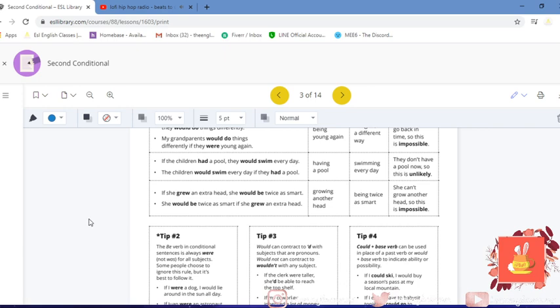The next two. If the children had a pool, they would swim every day. The children would swim every day if they had a pool. So the condition is if they have a pool, the outcome would be swimming every day, but they don't have a pool, so that is unlikely.